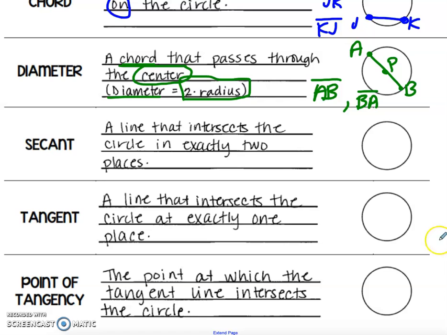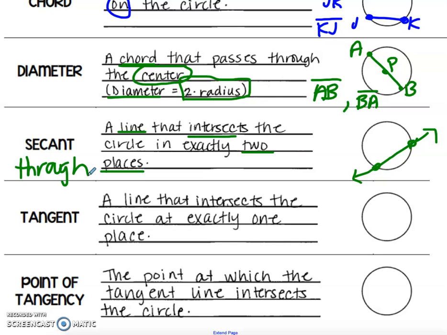All right, we're going to switch to a line now. So next one is a secant, and it's going to be a line that intersects at two places. So basically, this is going to go through the circle. So you can have a line segment out here going through the circle. So it intersected it right here and right here. So if it's going through the circle, that's going to be a secant.